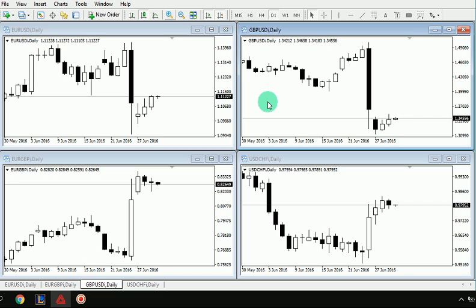You can see a sample chart here. There are four charts that we are going to be checking out today: Euro GBP, Euro US dollar, GBP USD, and USD Swiss, or dollar Swiss.